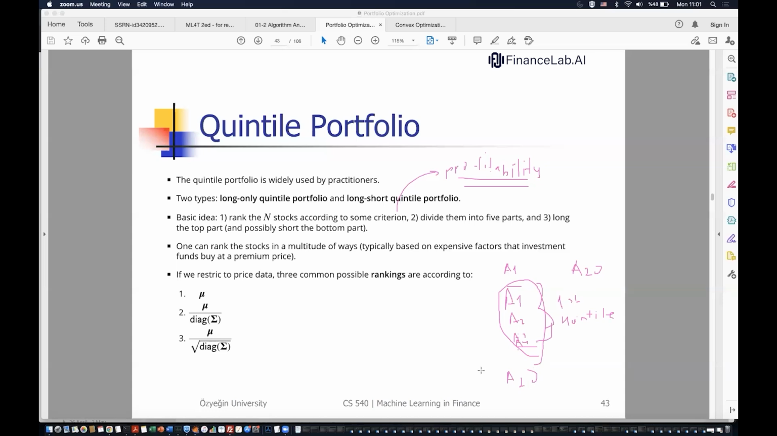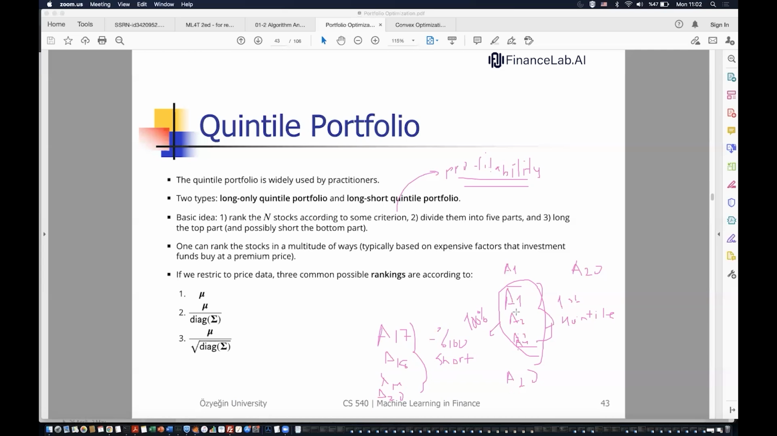In long-short quintile portfolios, we long the top one, A1, A2, A3, and A4. Their total weight will be 1, for instance, or 100%. Again, these weights can be adjusted. And the bottom portfolio, which has the lowest characteristics, A17, A18, A19, and A20, we short them. Their weight can be negative 100%. I'm just, again, making this up. The weights can be adjusted accordingly.